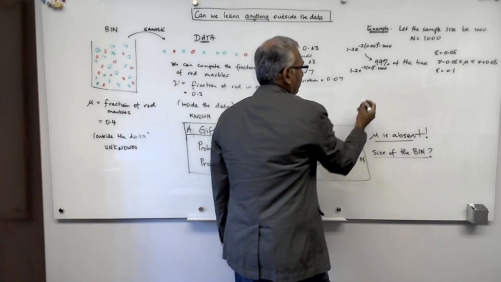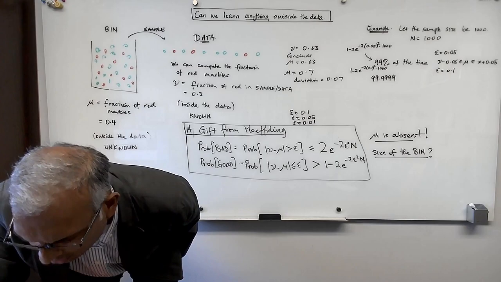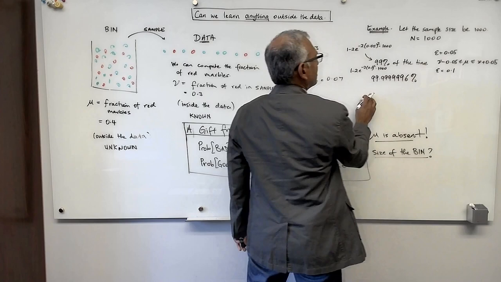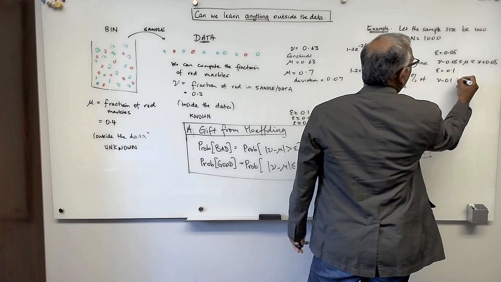99.99999. And let's see, how many 9s do I have? 1, 2, 3, 4, 5, 6 9s. And then a 6. So 99.999996% of the time, nu minus 0.1 is less than or equal to mu, which is less than or equal to nu plus 0.1.